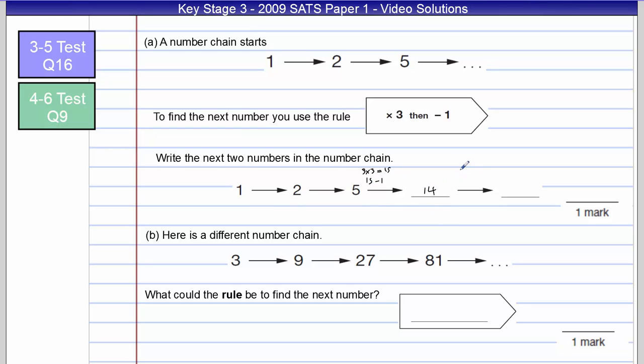The next part, we need to do 14 times 3. Use grid method if you need to, that's 42. And then 42 subtract 1 is 41. Remember, always do as much working out as you need to be comfortable to get the answer here.